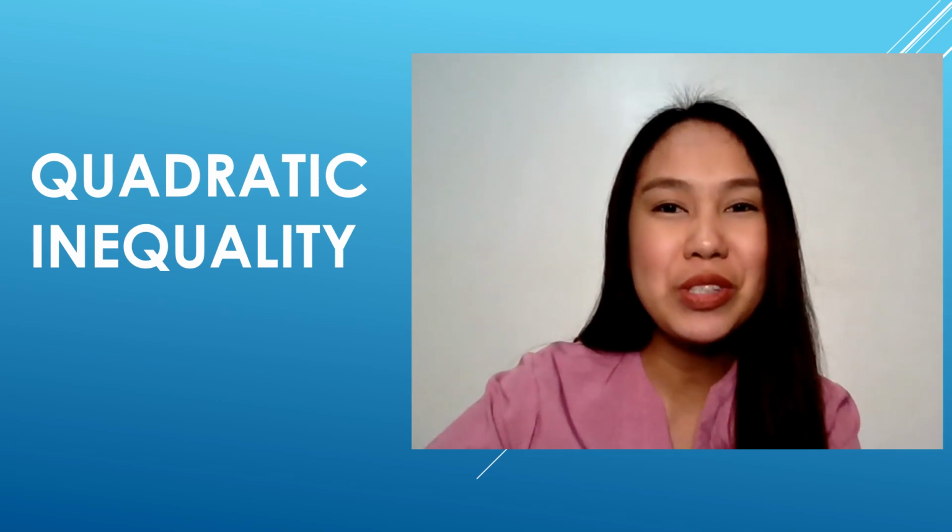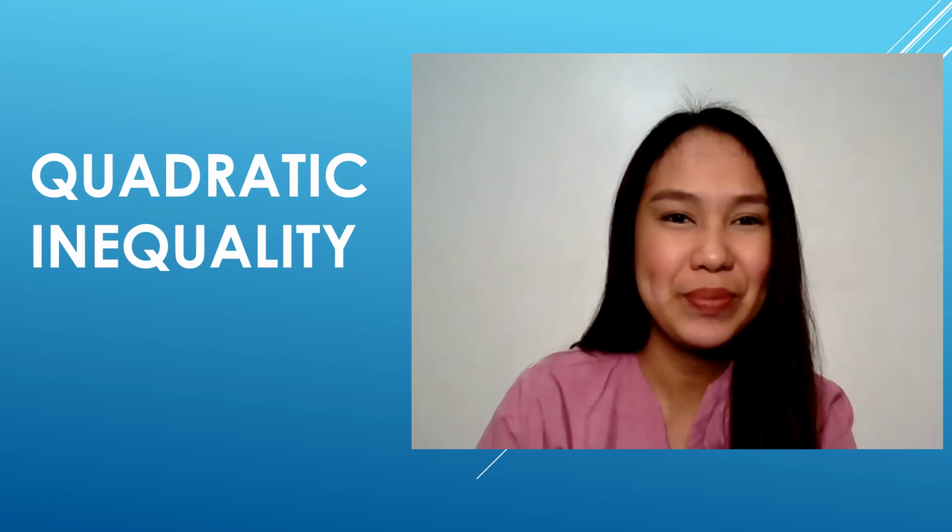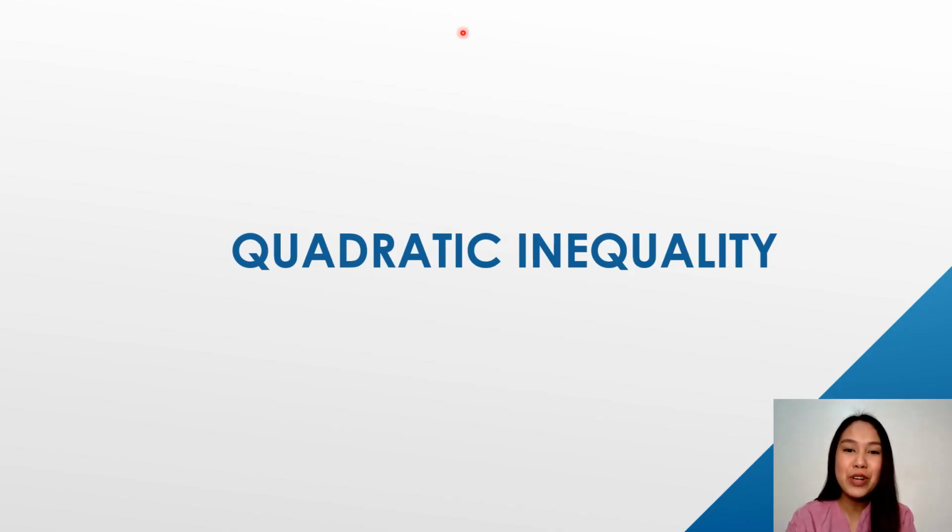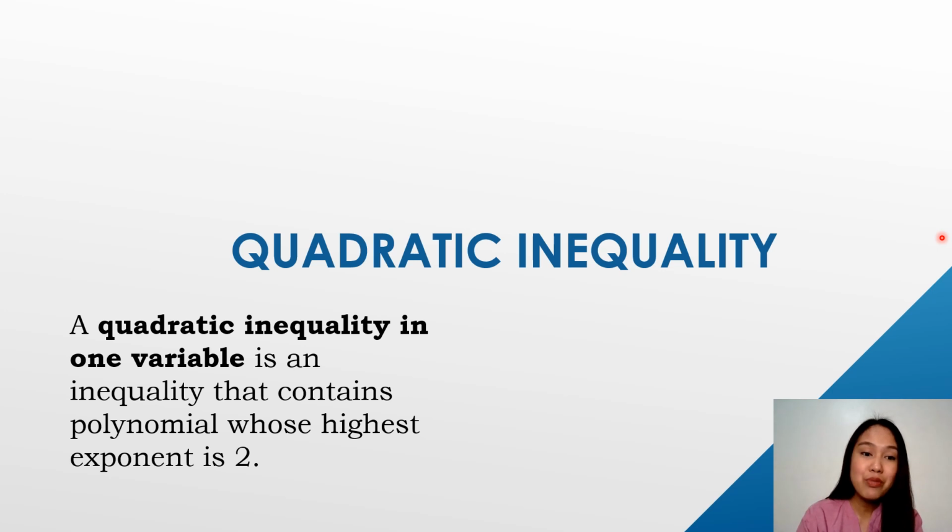For this video, we are going to talk about quadratic inequality. Alright, so first let us define what is a quadratic inequality. To say that we have a quadratic inequality in one variable, it's an inequality that contains a polynomial whose highest exponent is 2. Since we're talking about quadratic, we need to keep in mind that the highest exponent of your variable, whether it be x, a, or whatever literal coefficient, should be 2 for it to become a quadratic inequality.